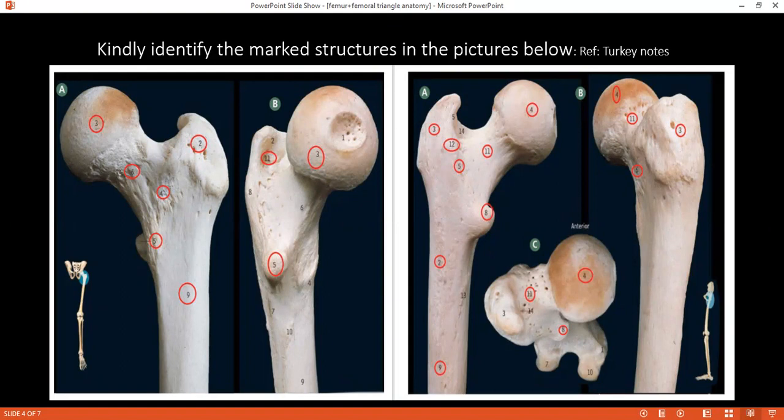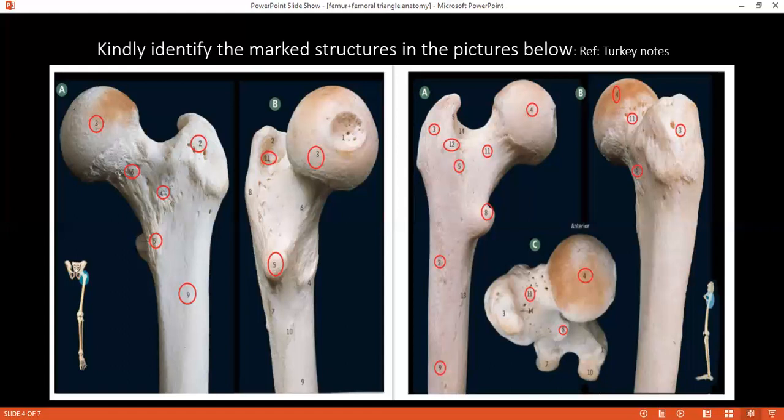Can you tell me what are the movements which are present at the hip joint? The movements allowed at the hip joint are flexion, extension, internal and external rotation. There's abduction and adduction.